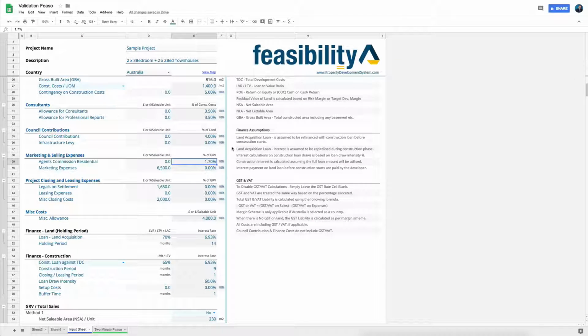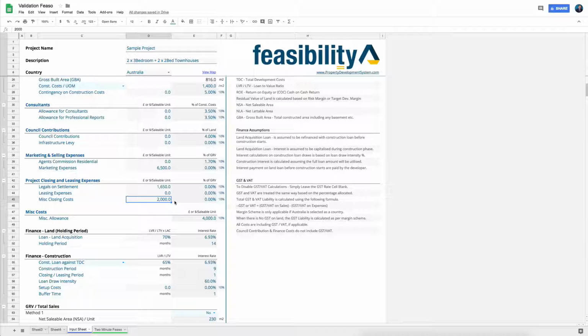Marketing expenses, again, 1.7 is fine. Marketing expenses, I'm going to allow $6,500 per saleable unit. Just be careful with that. And then we've got legals on settlement, 1,650 is fine. Miscellaneous closing costs per unit, about 2,000.